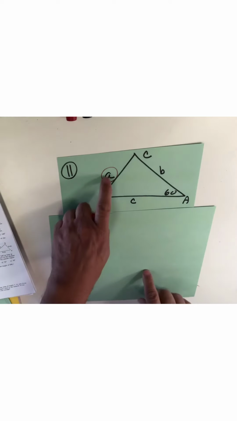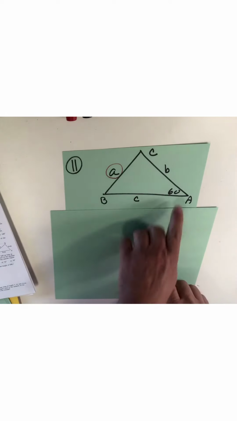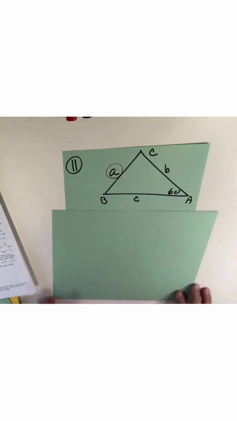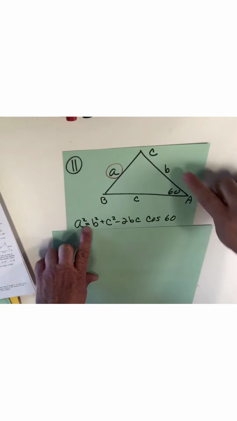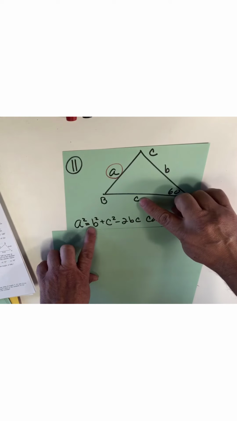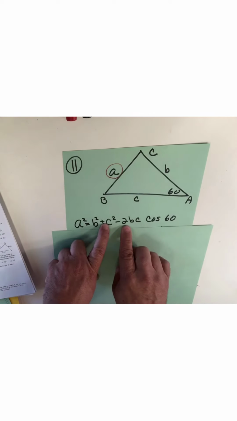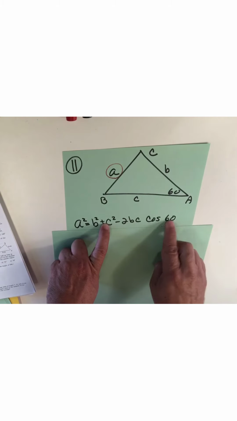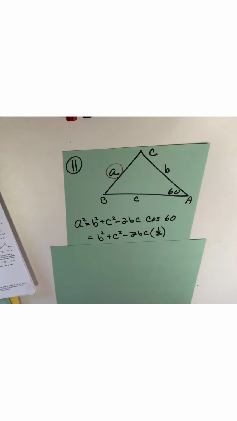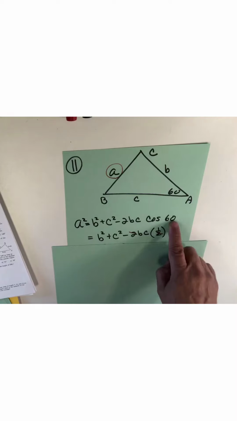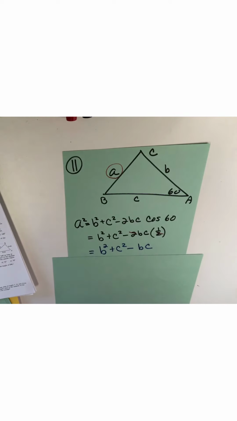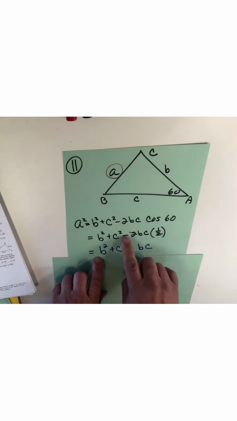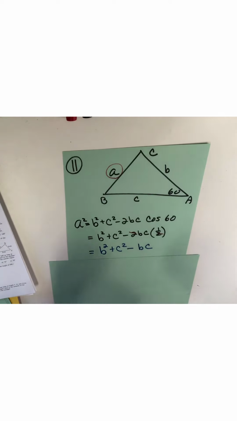So if I'm going to start out with little a, I better finish up with big A, cosine of 60. Okay, so little a squared is equal to little b squared plus little c squared minus always 2bc cosine of 60. So now we're going to plug in the value of cosine of 60, which is 1/2. The 2's cancel out, and you end up with b squared plus c squared minus bc because the 2's canceled away. And that's number 11.